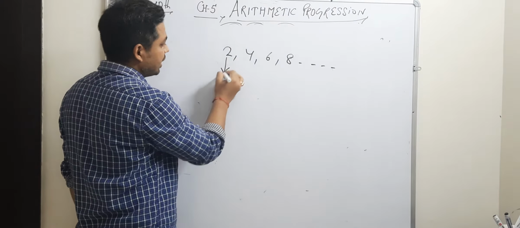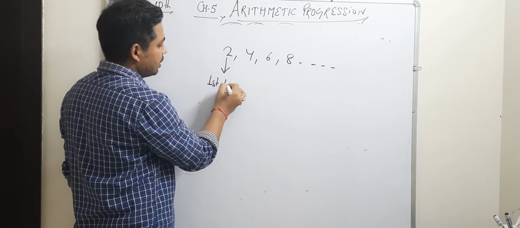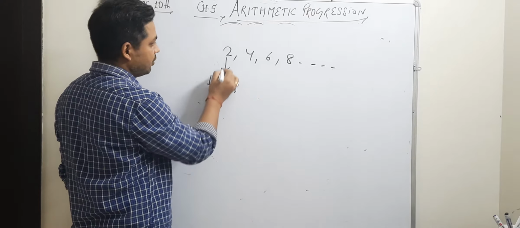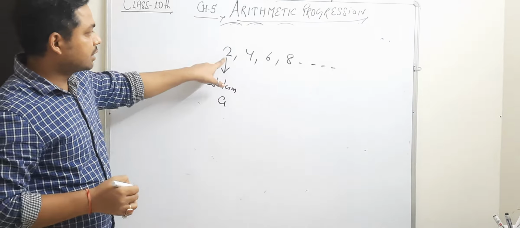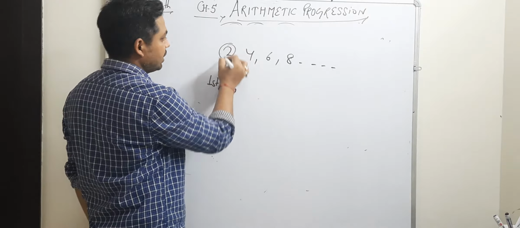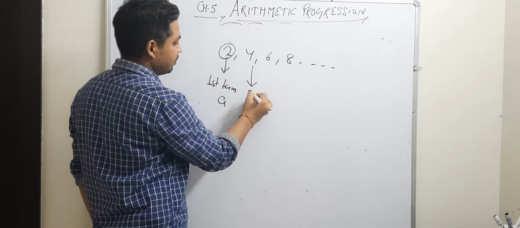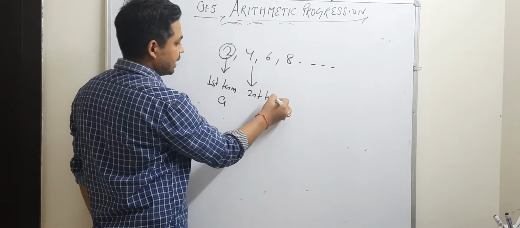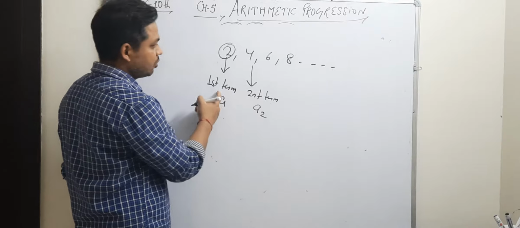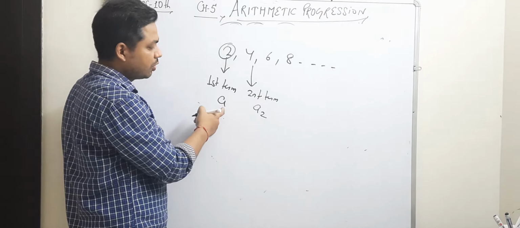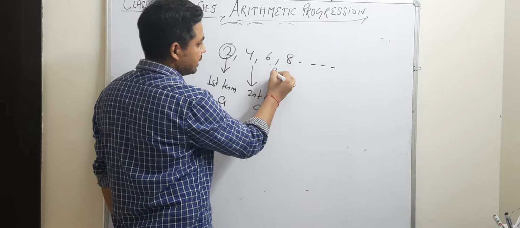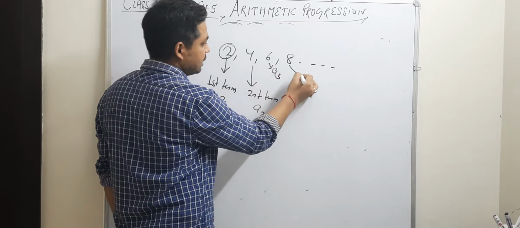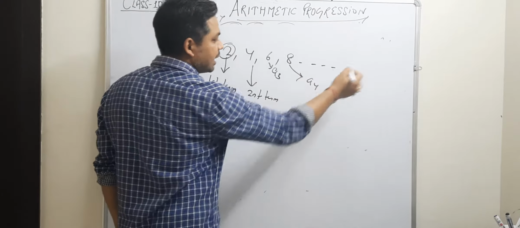This is known as the first term. The first term is also called A, or it is also known as A1. This is the second term. This is called A2. This is A3, and this is A4. In this way there are different terms.